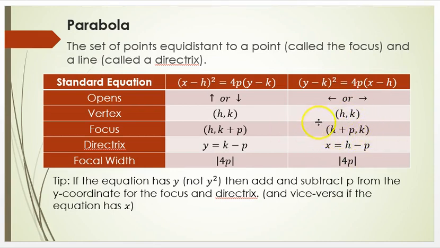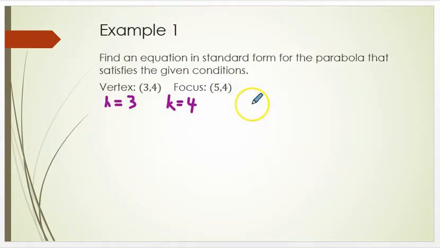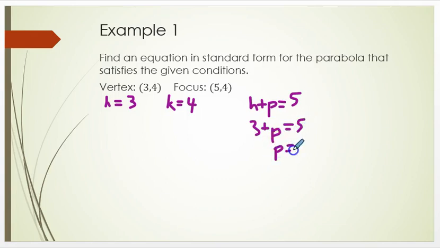So the focus is defined as h plus p, comma, k. So I can write h plus p is equal to 5. Because I just showed you guys that the x-coordinate of the focus for the left and right parabola is h plus p. Now if I solve this equation, because I know that h is equal to 3, I could plug that in, then I would have 3 plus p equals 5, which means that p is equal to 2.